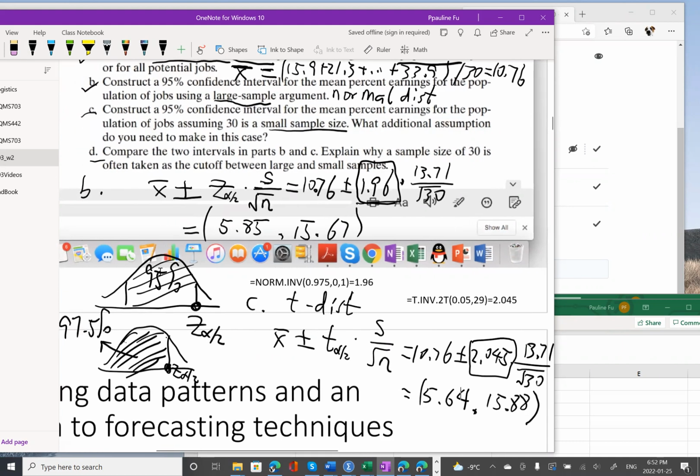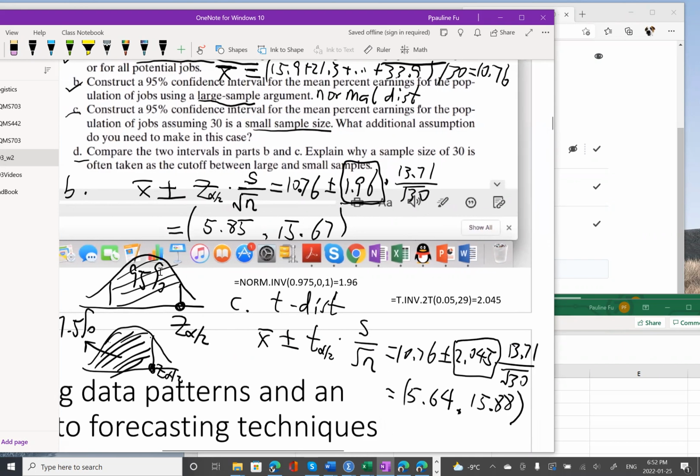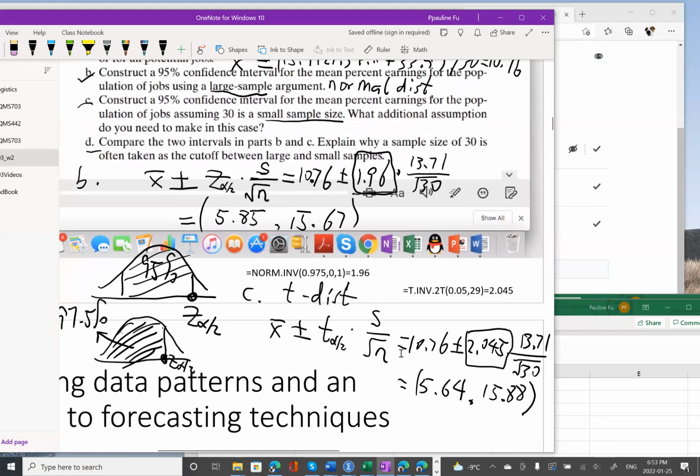Sorry, can you repeat why it's a cutoff? Because when sample size is equal to 30, you consider two situations, one, normal distribution, two, student distribution. Those two situations produce similar critical values. The critical values are very similar. So 1.96 is similar to 2.045, very close to each other. Okay. All right, any other questions?